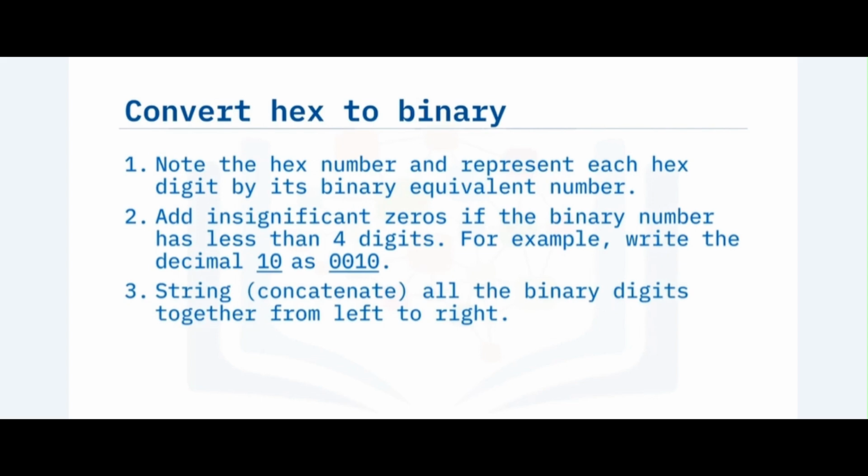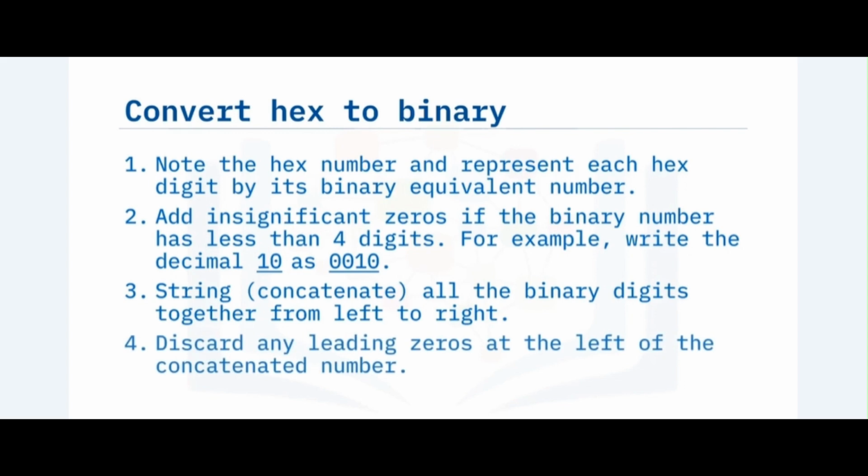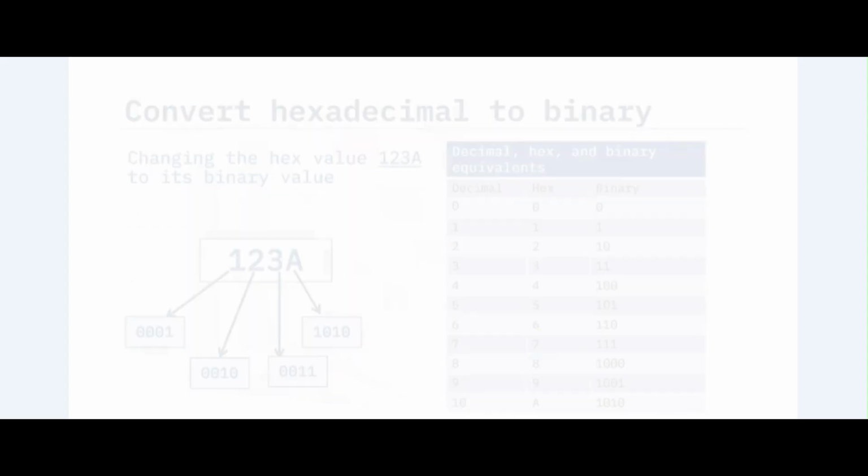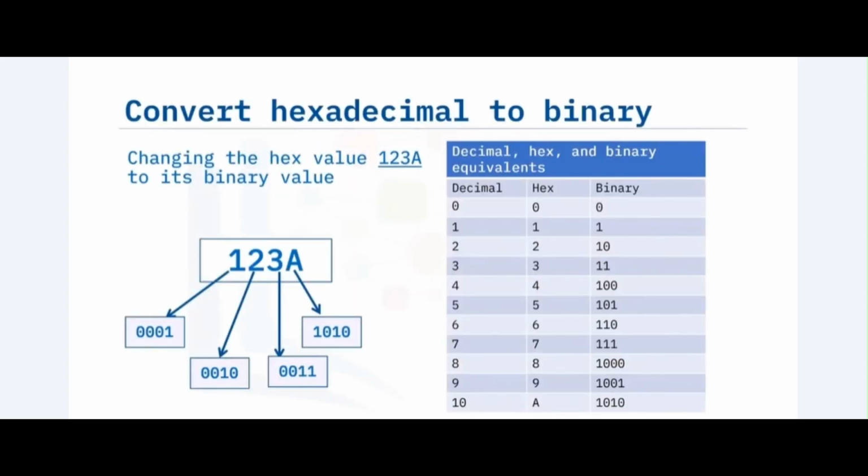This process is called concatenation. Your fourth and final step is to discard any leading zeros at the left of the concatenated binary number. For this example, let's use the hex number 123A.